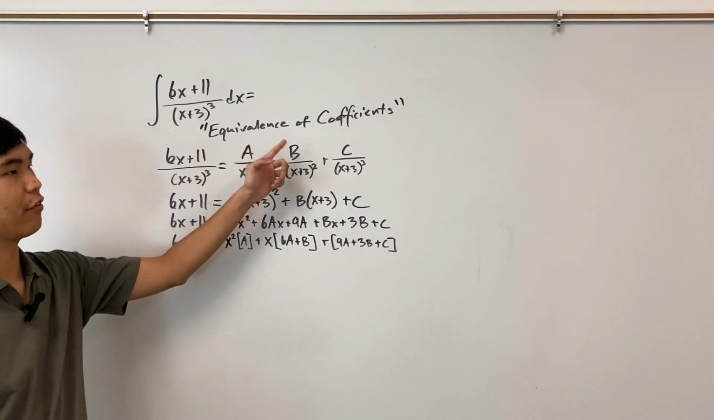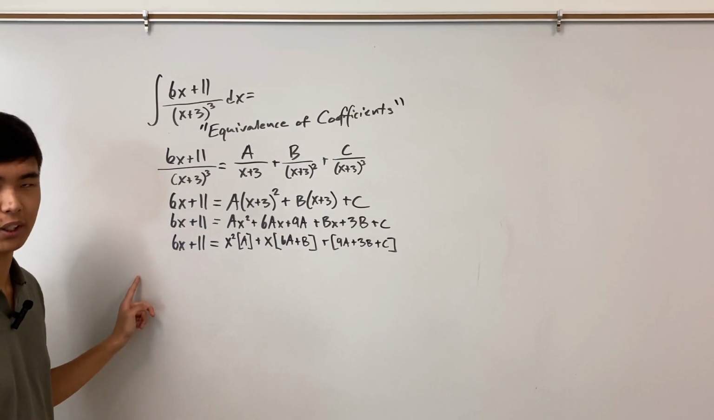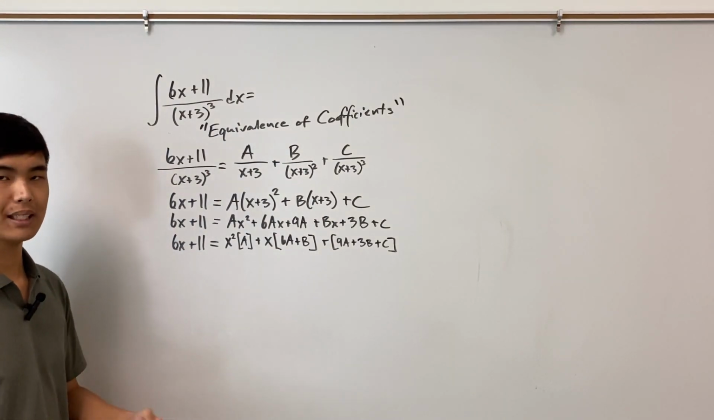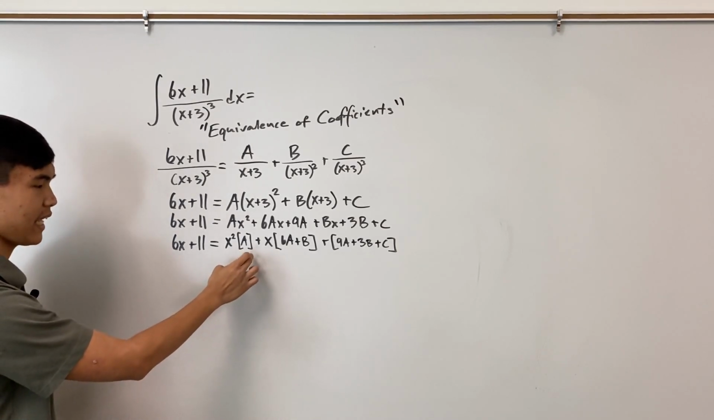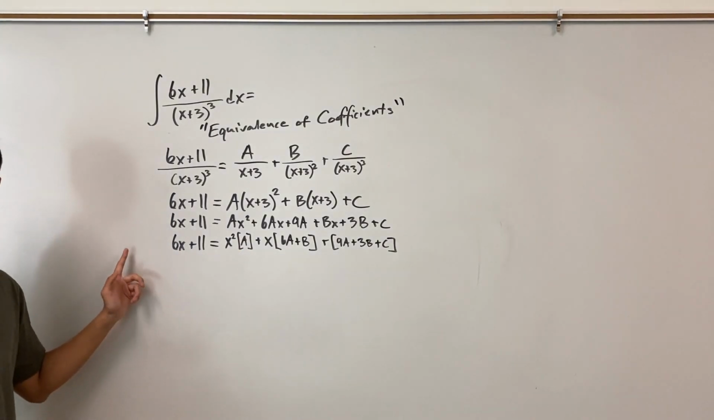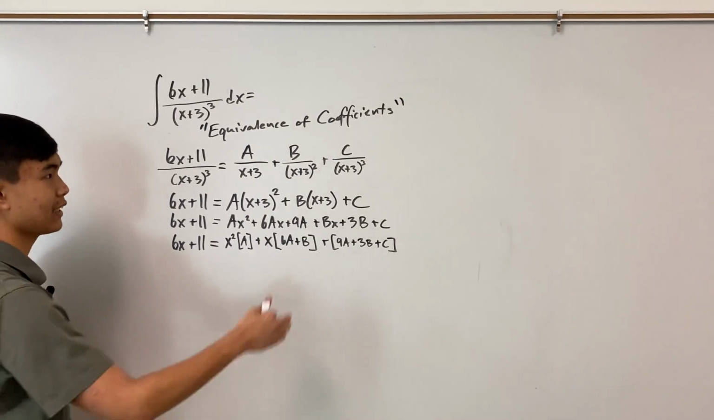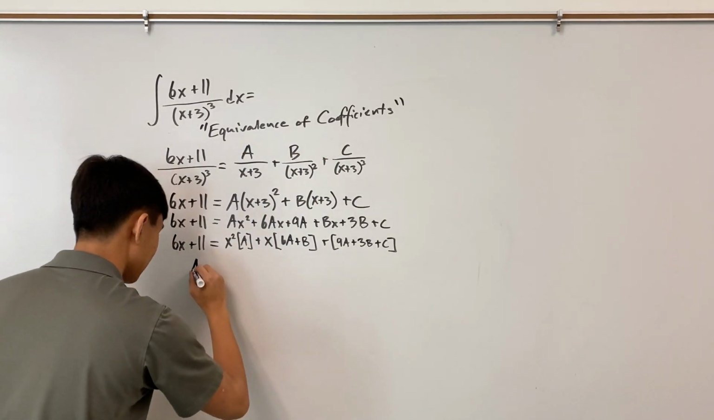What equivalence of coefficients means is we're going to take every coefficient on the left and equate it with its coefficient on the right. Okay, I'm going to start by considering the x squared term. So notice that on the right, the a is the coefficient of the x squared. But notice on the left, there's no x squared term, so that must mean the coefficient on the left is 0. And since coefficients have to be equivalent, this must mean a equals 0.